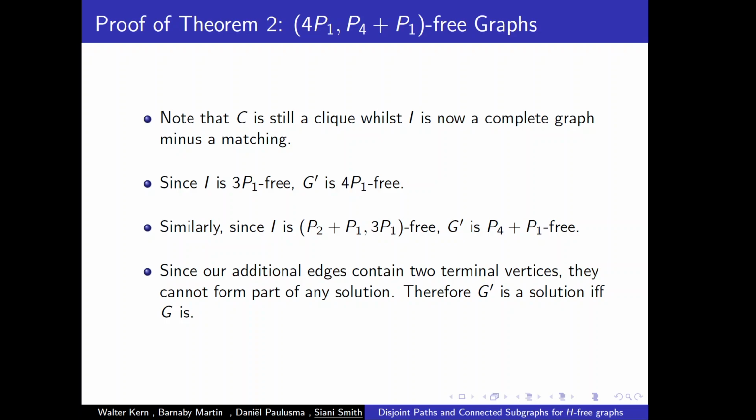And we're left to show that this graph is a yes instance if and only if our original graph G was. This is straightforward to see because all of the edges we've added contain two terminals in different terminal sets, and therefore these edges can't be used in any solution. So G' is a yes instance if and only if G is.